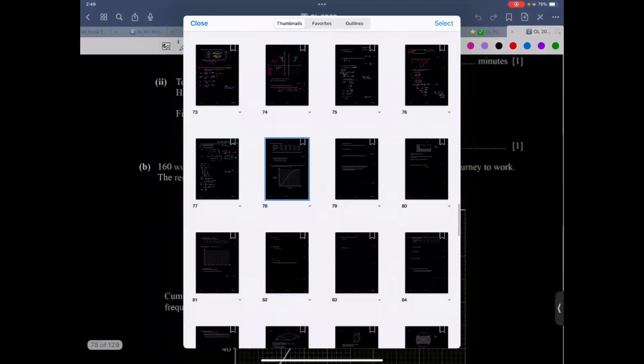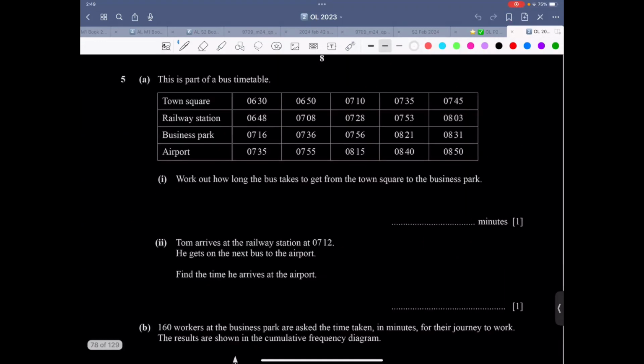So now we were doing this particular question, question number 5. Read the question first. The question says, this is part of a bus timetable. There is town square, railway station, business park, airport. There are buses leaving the town square at different times, and then the railway station at different times. So this is just like a normal bus schedule, as you would have a train schedule or an airport schedule, something like that.